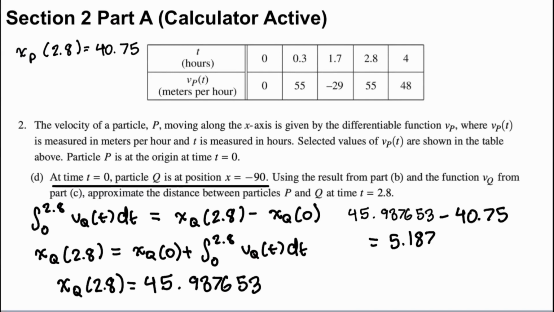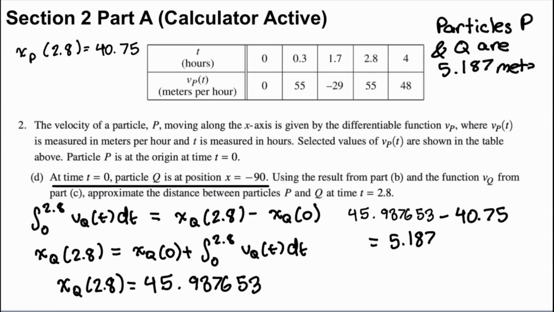And so just writing a nice little statement to kind of tie that together, we can say that particles P and Q are 5.187 meters apart at time 2.8 hours. T is given in hours as shown by the graph, so we'll just leave it like that. And that's it for question 2.